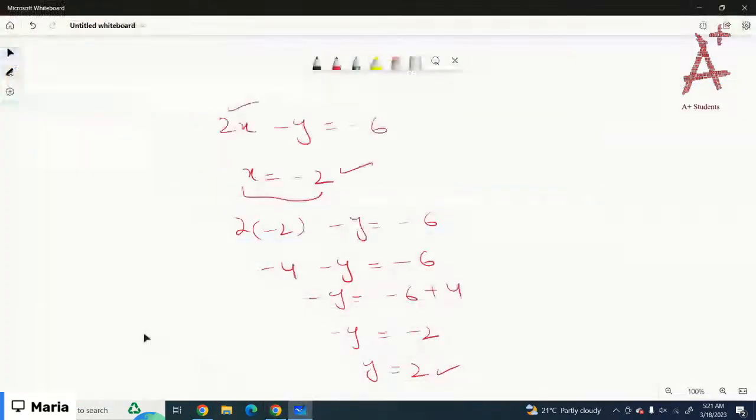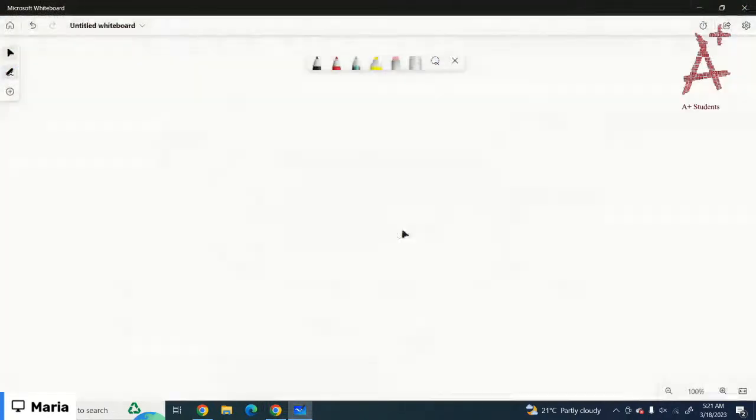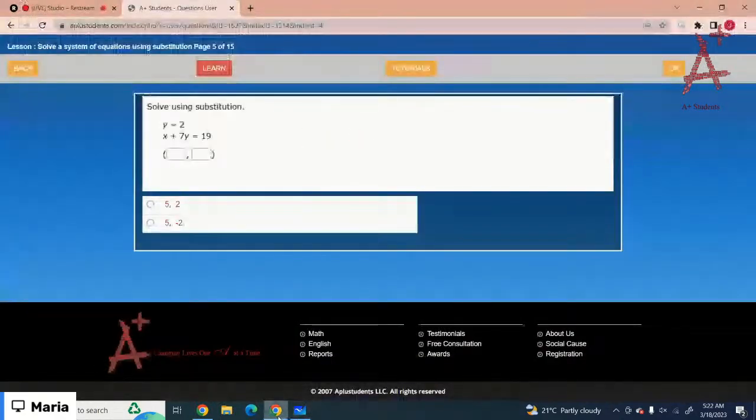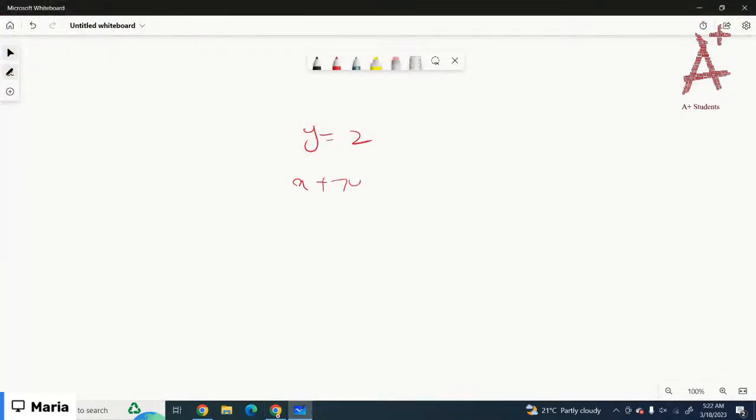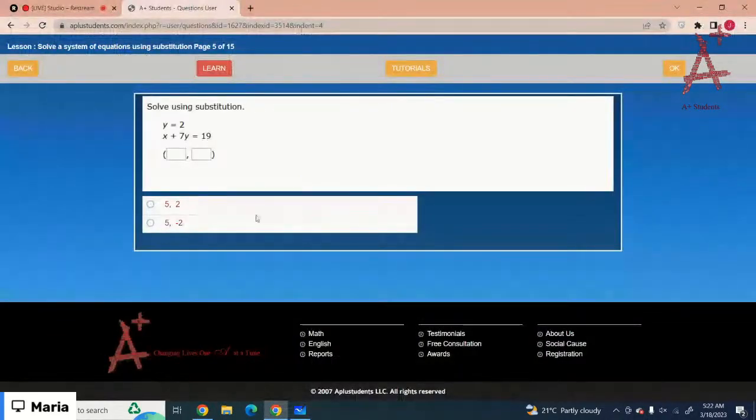Okay, the next one is y equals 2 and x plus 7y equals 19. So just put y equals 2 in the equation. This is already isolated. It would be x plus 7 times 2 equals 19. X plus 14 equals 19. Move 14 to the other side. It would be 19 minus 14. Got it? So 19 minus 14 is 5. So that means the solution is 5 and 2. Got it? X is 5 and y is 2.